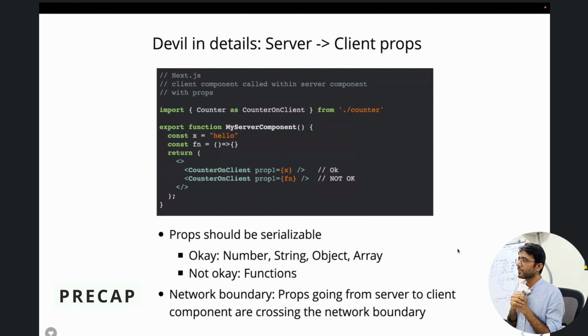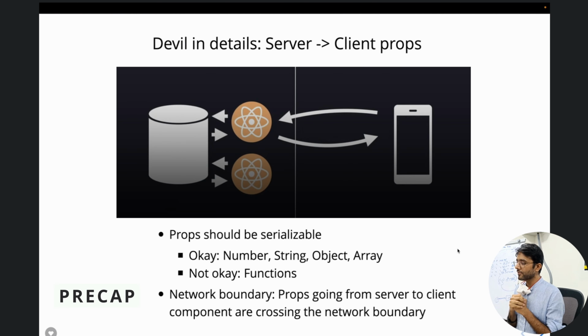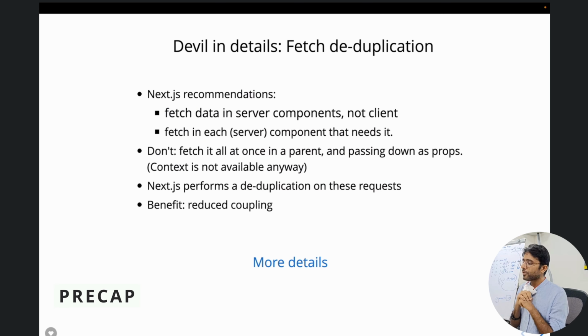When you are using a client component inside a server component, which is the most common use case, basically what Next.js has now recommended is that fetch all your data in server components, not in client components, which is kind of obvious. The whole idea of server components is that only. So you can basically attach yourself to the database and get data.